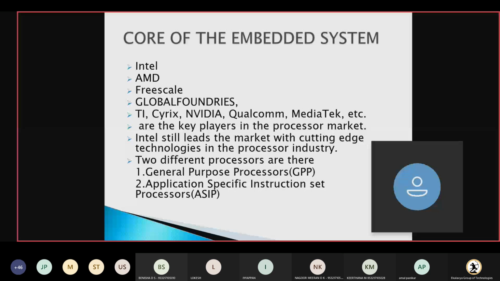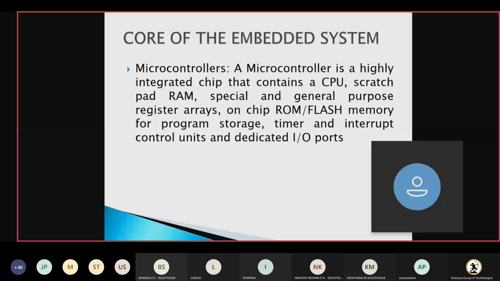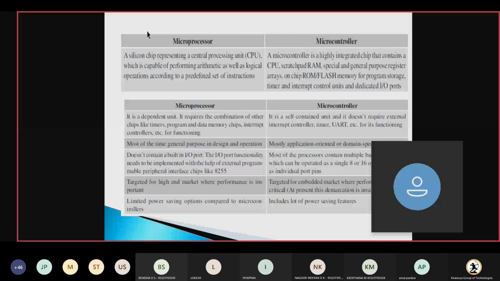Next, we have seen about the microcontroller. A microcontroller is something like a microprocessor, microcomputer, and a single chip. It is going to have RAM, ROM, and IO devices, ports, and all those things. These are some of the differences between the microprocessor and microcontroller.